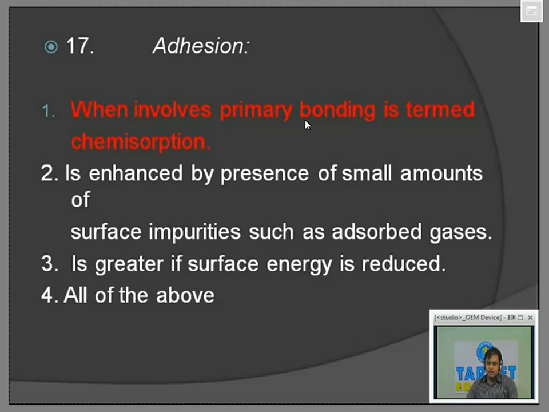So now the next question, question number 17. Adhesion. The correct option about adhesion is option number 1. When it involves primary bonding, it is termed chemisorption. The second option, which says enhanced by presence of small amounts of impurities: adhesion is inhibited by small amounts of impurities. It is never enhanced. And adhesion is reduced if surface energy is reduced. It is not increased if surface energy is reduced. So surface energy is directly proportional to the adhesion. So the only correct option over here is option number 1, which involves primary bonding, termed as chemisorption.